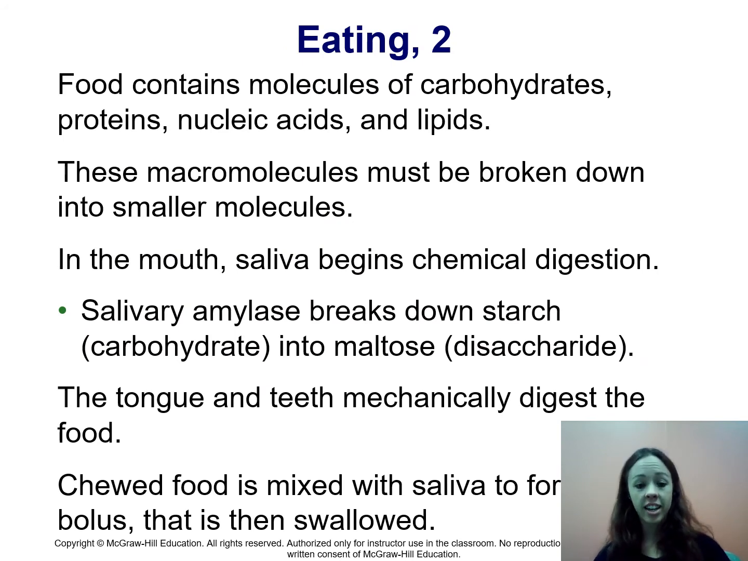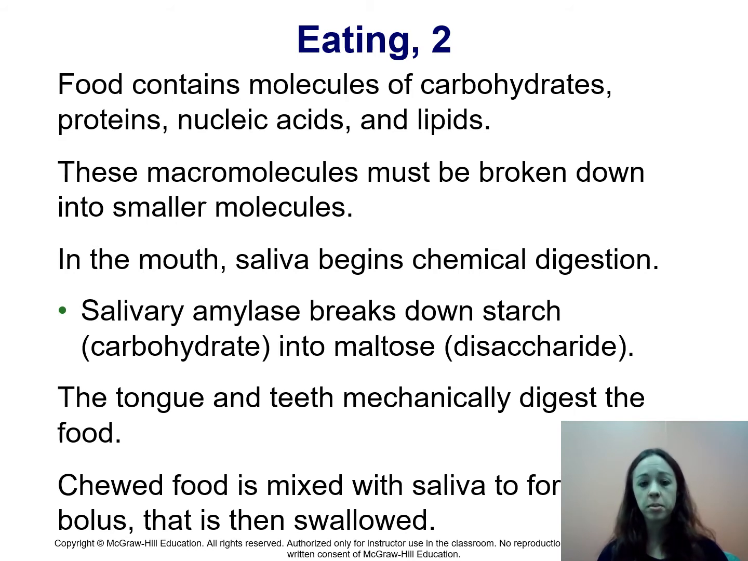So all of our food contains molecules of carbohydrates, proteins, nucleic acids, and lipids. These macromolecules must be broken down into smaller molecules so that we can absorb the nutrients from our food. Within the digestive system, there is both mechanical and chemical digestion. The tongue and the teeth, as well as the stomach, are all parts of the mechanical digestion that helps break down our food into smaller bits. Chemical digestion is where a bunch of enzymes will come and digest particular molecules into smaller molecules so that our body can actually absorb these smaller molecules into our body.